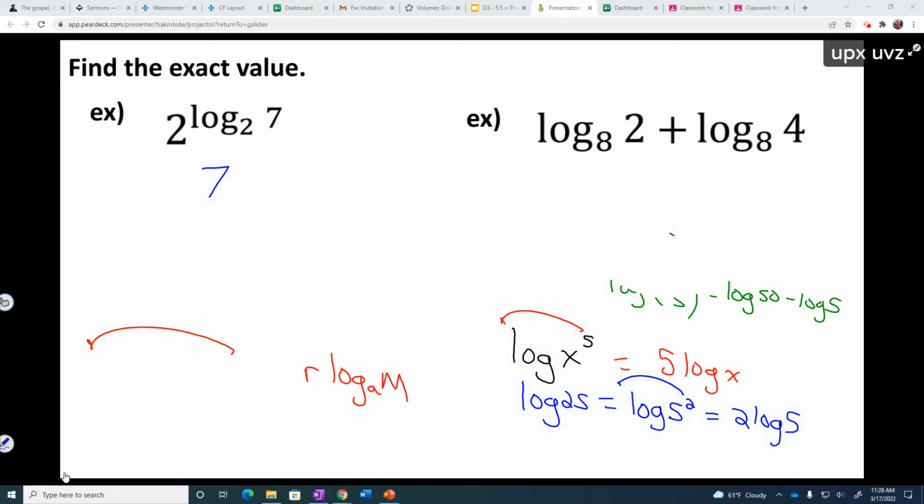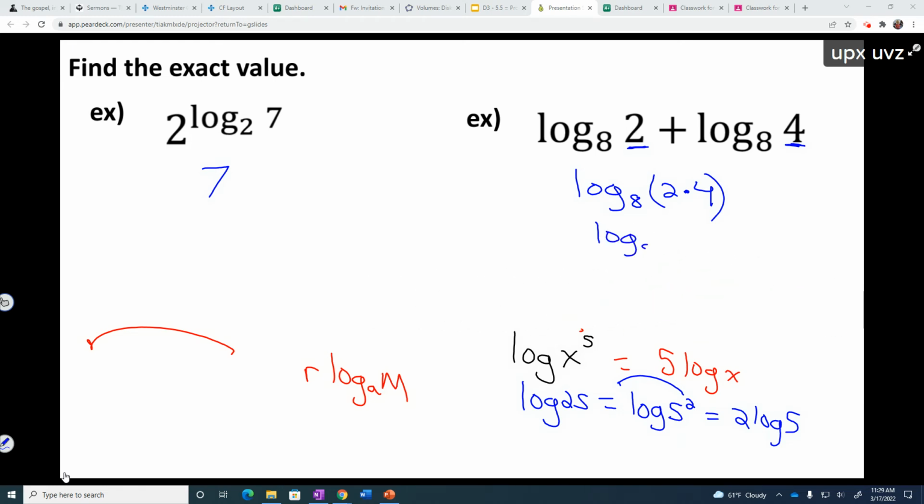Yeah, it'll end up being 1, it turns out. So the first thing you need to do is condense this into a single log. When it's addition, we can bring this together as multiplication. So we'll write this as log base 8. And then the numbers here, we can multiply those. 2 times 4, which is 8, right? So then we've got log base 8 of 8, which is 1.